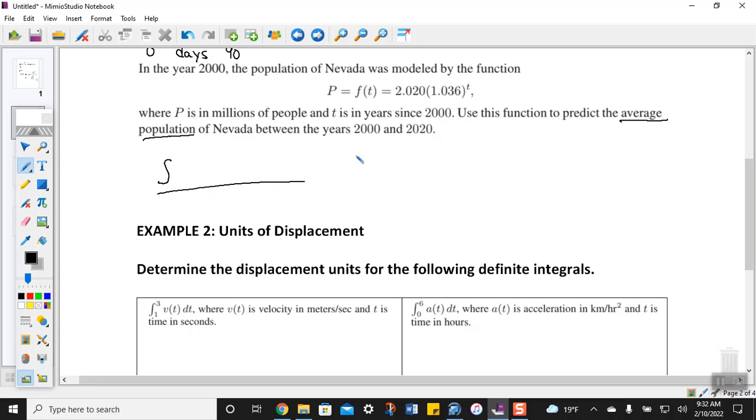Talking years since 2000 and we're going to 2020. 0 to 20. 0 to 20, right? So we're going 0 to 20 on this. This would be the interval length down here, or what minus what? 20 minus 0. It becomes the definite integral of our function, which our function is 2.020 times 1.0.